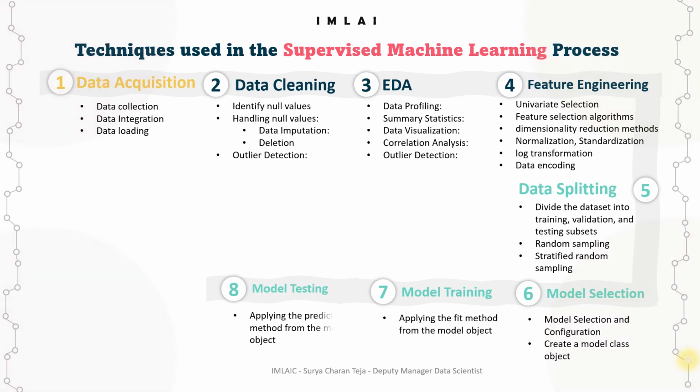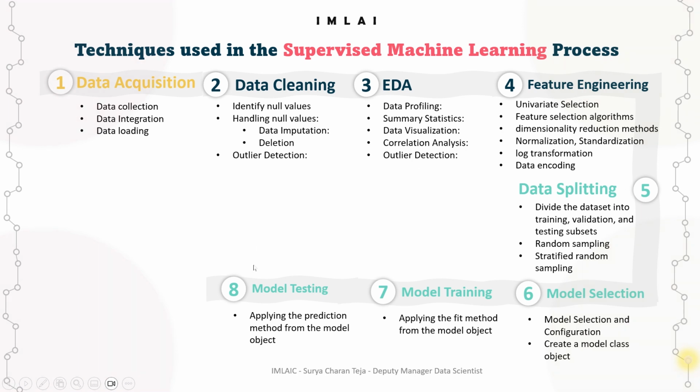Then we will move on to step 8, model testing. Same again, apply the predict method from the model object and use the X_test as the feature data, so that you'll get the y_pred, the predicted target values from the model that has been built, and then you will have a y_test, which are the test values or actual values.